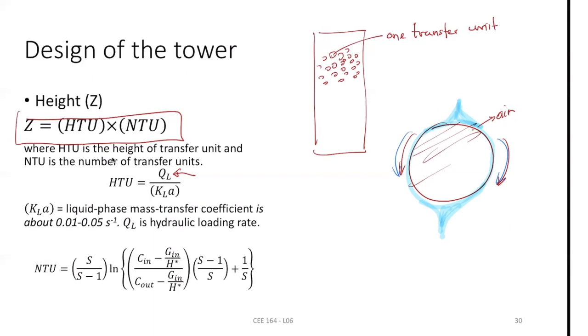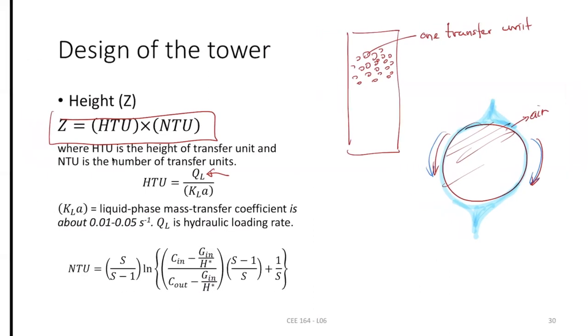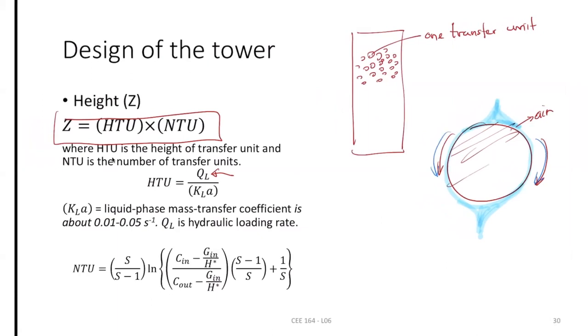What it means is that these numbers are already given to you. The KLA is given, which means you can calculate HTU. Once you calculate HTU, you can multiply it by the number of transfer units, which is given by this equation. This equation again is a function of the stripping factor and the concentration coming in.